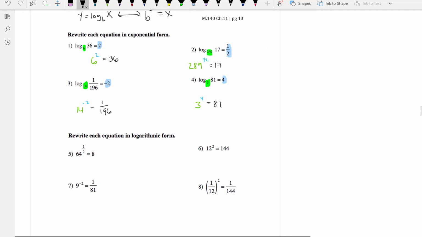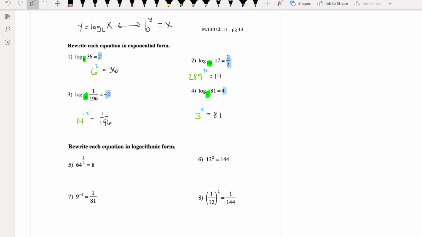Now we're going to go backwards. We're going to go from an exponential into log. Again, I have my base, so I have log base 64. And whatever it's equal to, that's what you're going to have. So 8 is equal to, and then you have your exponent, which is 1/2. So 64 to the 1/2 is equal to 8.